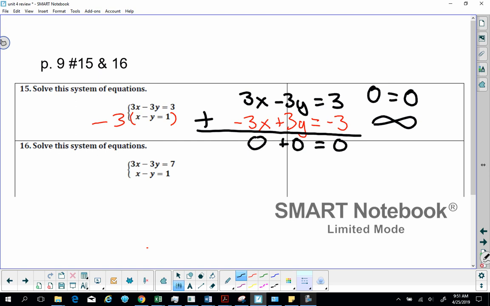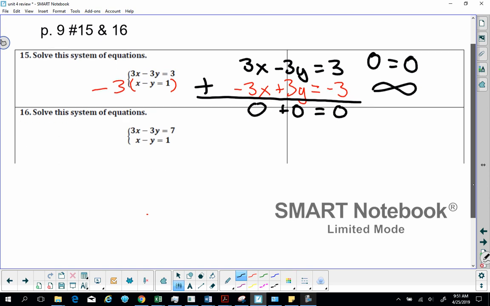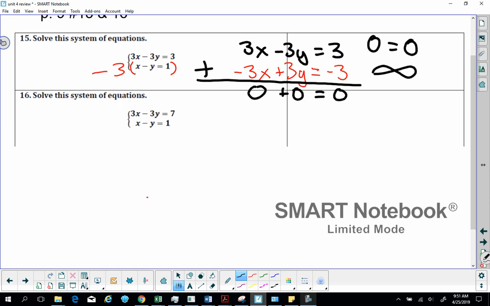But I used to say, does 0 equal 0? And then you guys would say yes. And I'd say, would it always, for all of infinity? Yes. So this would be infinite solutions. Okay.